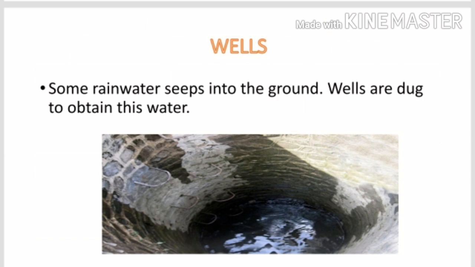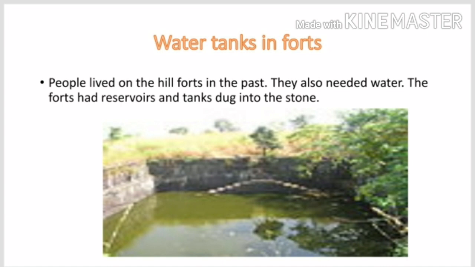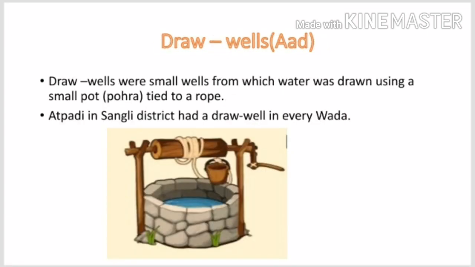First one is wells. Some rainwater seeps into the ground. Wells are dug to obtain this water. You can see the picture. Second is the water tanks in forts. People lived on the hill forts in the past. They also needed water. The forts had reservoirs and tanks dug into the stone.